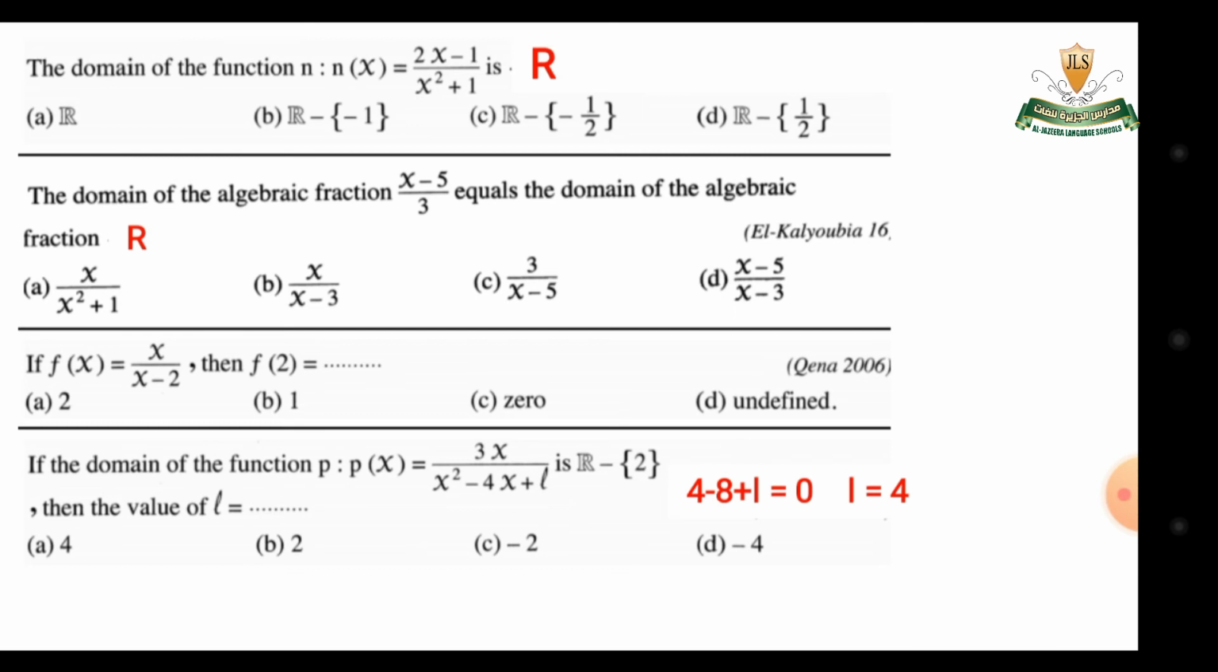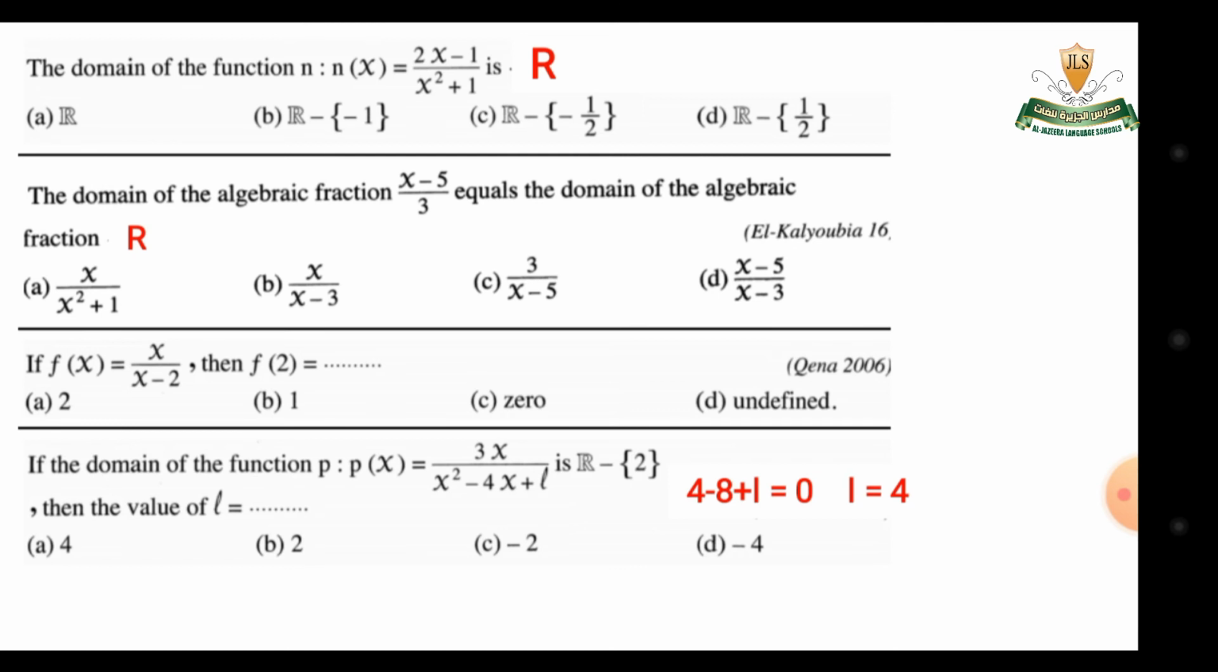The second, the domain of the algebraic fraction (x minus 5) over 3. So the domain of the fractional function (x minus 5) over 3 is R. And x over (x power 2 plus 1), its domain is also R. If f(x) equals x over (x minus 2), then f(2) does not exist. It has no value, so it is undefined.